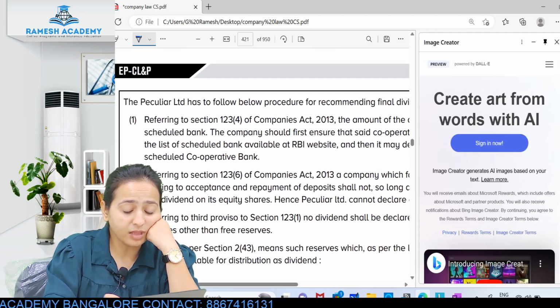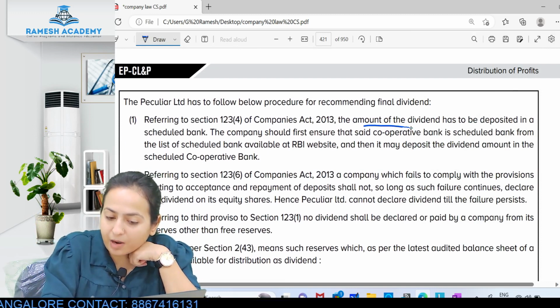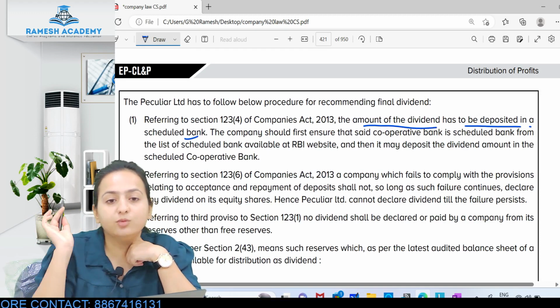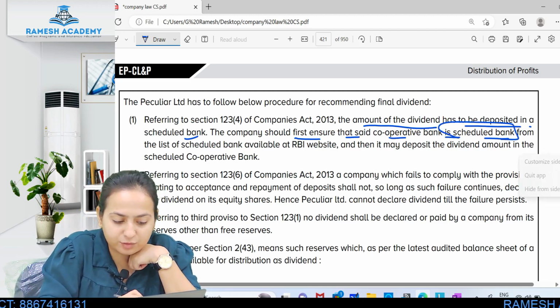See, the procedure for paying the final dividend is what? The amount of the dividend has to be deposited in a scheduled bank. The company should ensure that a cooperative bank is a scheduled bank first of all.